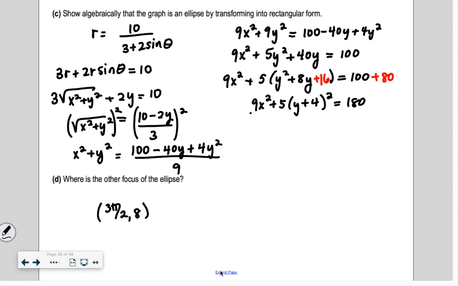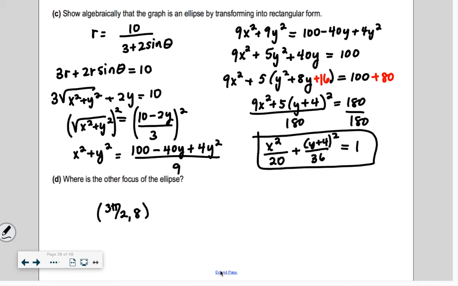And now I divide everything through by 180. So I end up getting x squared over the 9 and the 180 reduced to 1 over 20. So 20 on the bottom. The 5 and 180 make 36 on the bottom. So I'm going to have y plus 4 squared. So now we see it's an ellipse. Much prettier than the last one.